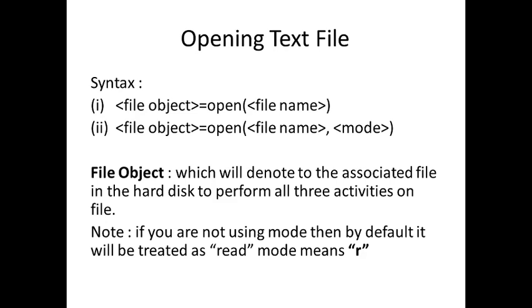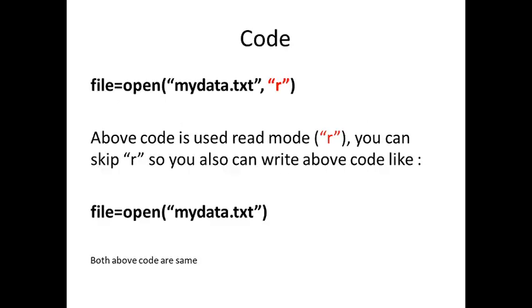So if we want to save data from our computer RAM to the hard disk file, the data is traveled from RAM to the file through the pipe, that is the file object. So that is file handling.